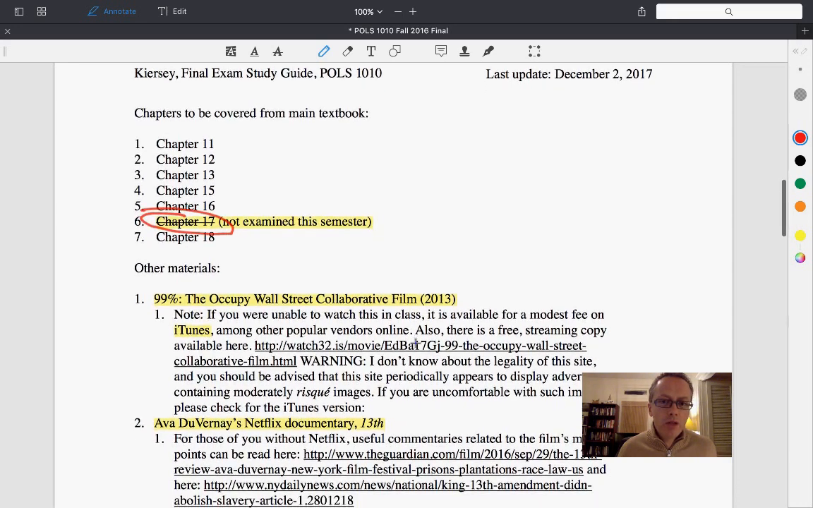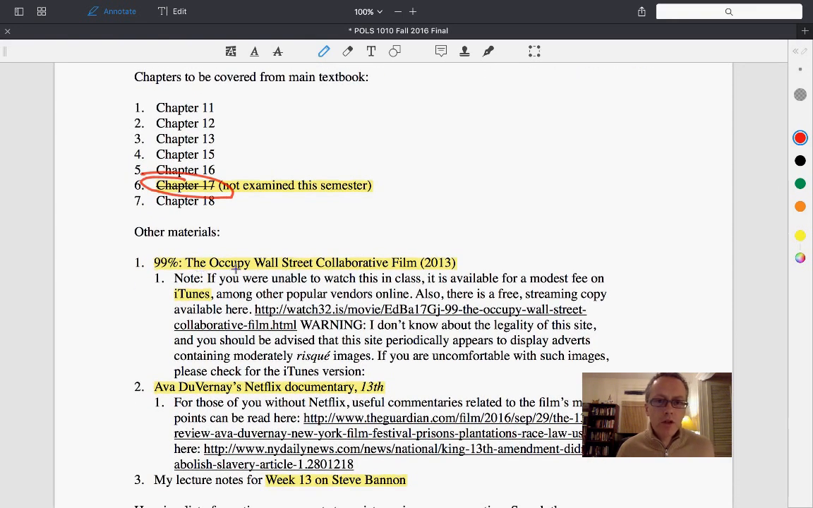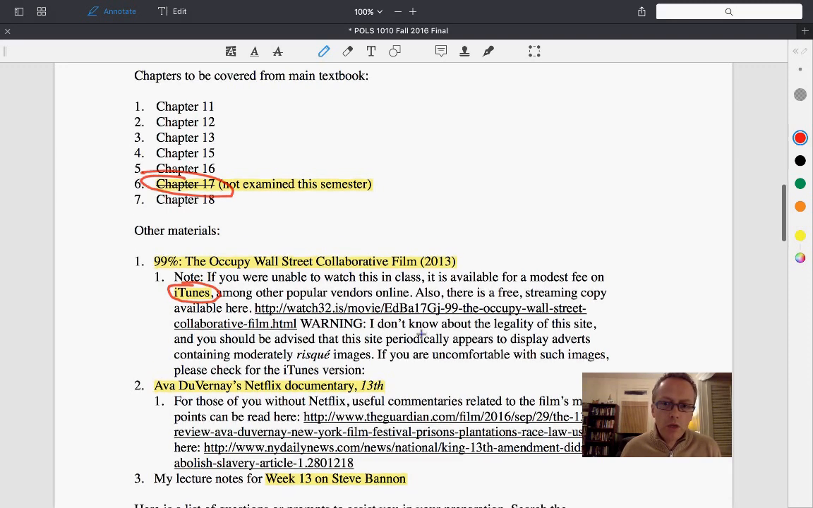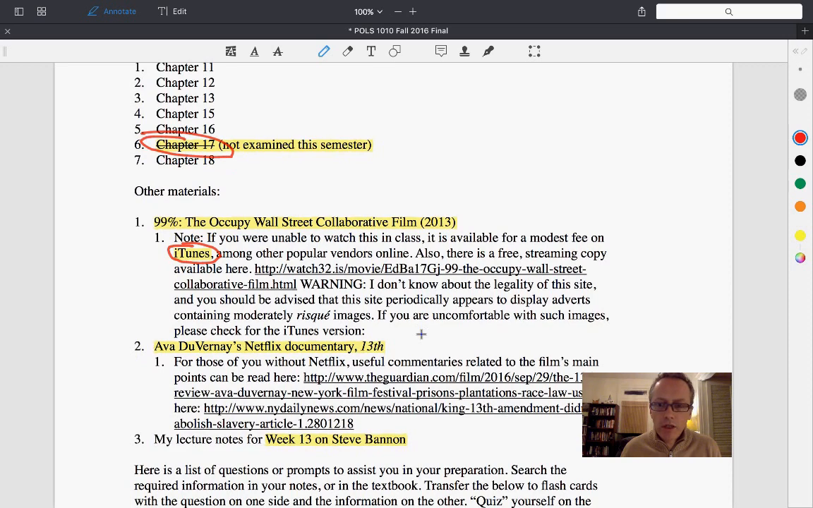But the things that are going to be examined include the 99% Occupy Wall Street collaborative film. I know that that's available on iTunes. For those of you who don't mind, there is a free version available, but I want to give a specific warning that this site, I'm genuinely not sure if it's legal or not. I haven't been able to verify that. It is available online though, for free.